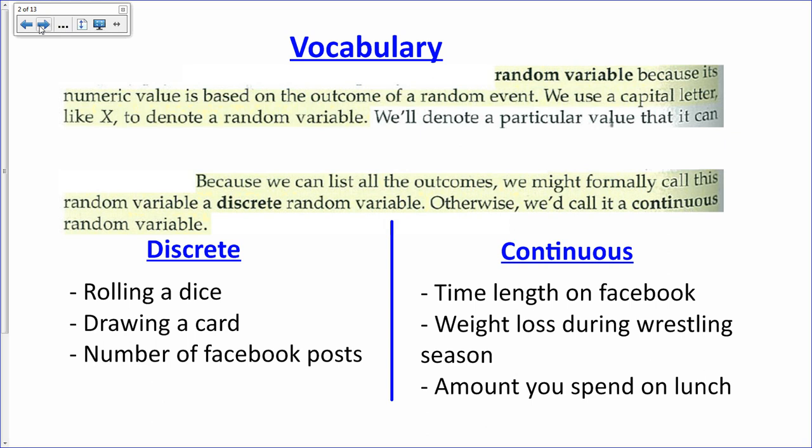Okay? Continuous random variables are where it could be anything within a certain interval. So the time length on Facebook, that does make sense to have 2 1/4 hours. Number of pounds lost during wrestling season could be continuous because it could be any number within an interval. The amount of money you spend on lunch again could be continuous. We will focus in this first section on discrete random variables, and the next section of reading is on continuous random variables.